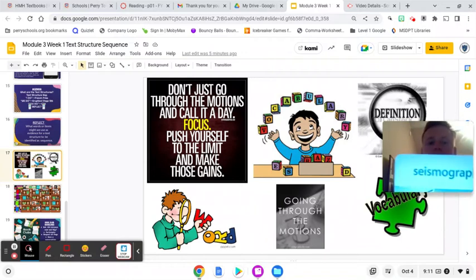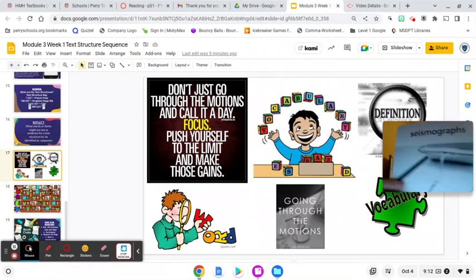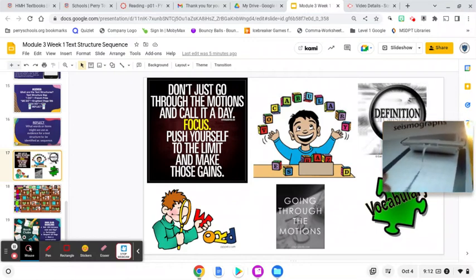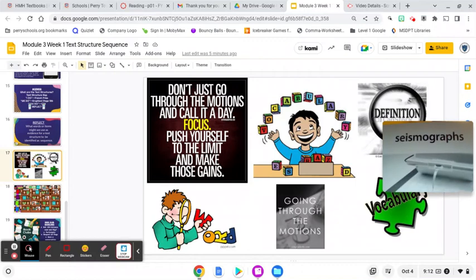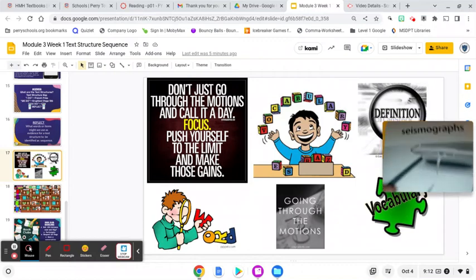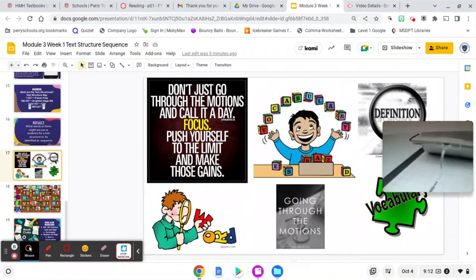Our next word is seismographs. Say the word seismographs. Seismographs are instruments that measure earthquakes.